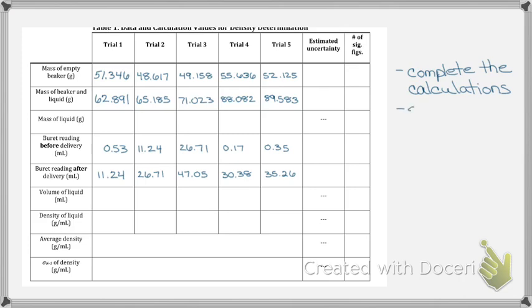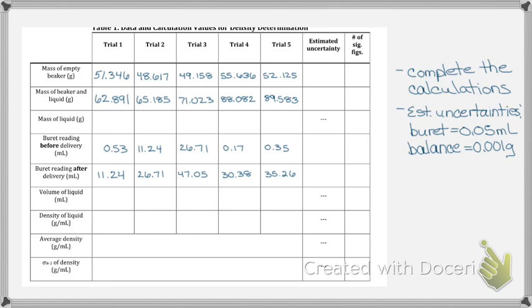Everybody in lab was given these estimated uncertainties, so I'm not going to make you look it up, but do remember, you can look up the uncertainties of our devices in the lab. In the beginning portion of the lab manual, we have a table of all of them. So for a burette, the uncertainty is plus or minus 0.05 milliliters. And for the balance, it is plus or minus 0.001 grams. So you would write that into the spots for estimated uncertainty.